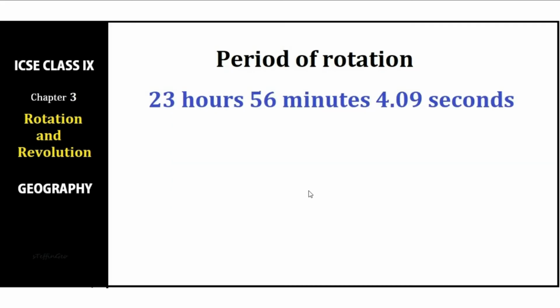Now, the exact period of rotation is 23 hours 56 minutes and 4.09 seconds, and this is what is called a sidereal day, right? But for our convenience, for calculation purposes and all, we round it and take the time taken for the rotation as 24 hours, or 24 hours is taken as a normal calendar day.